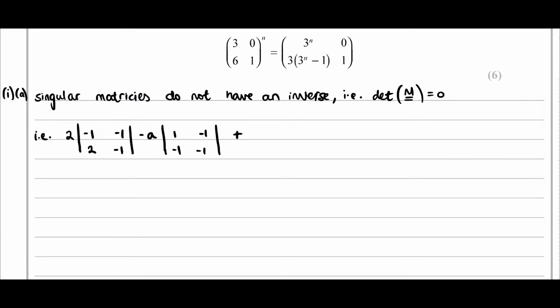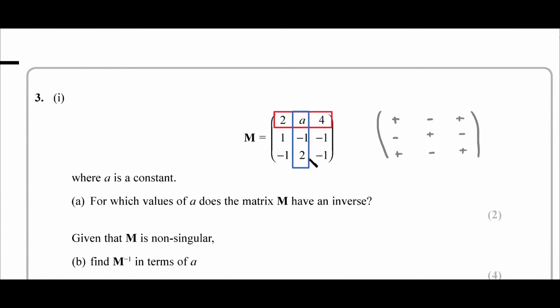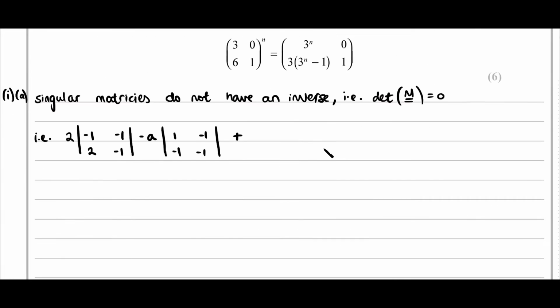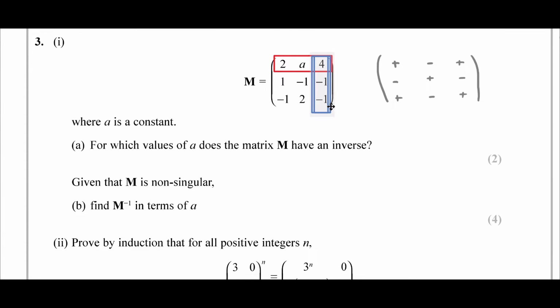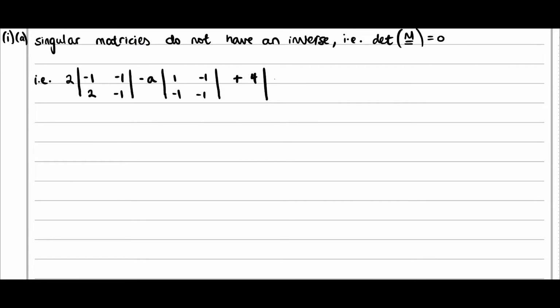Then we have plus. Then if I move this box here, we have 4 lots of the determinant of the uncovered elements, that is 1, -1, -1, 2. And all this would equal 0. So the rest of this problem is to form an equation in a and then solve.